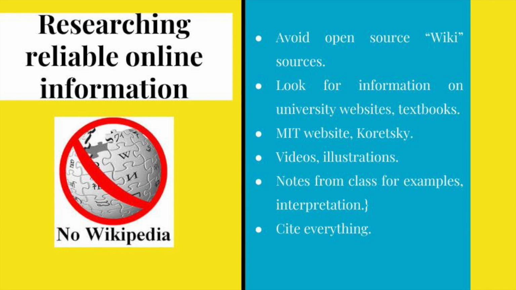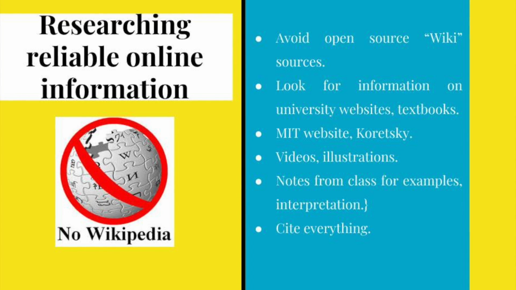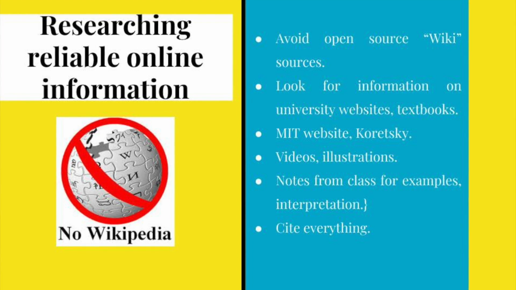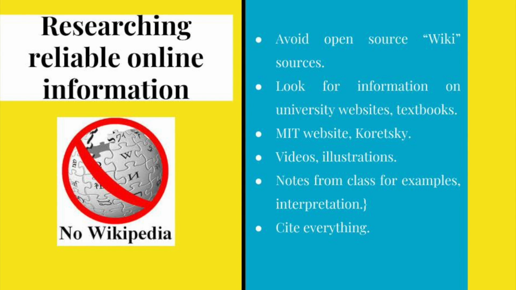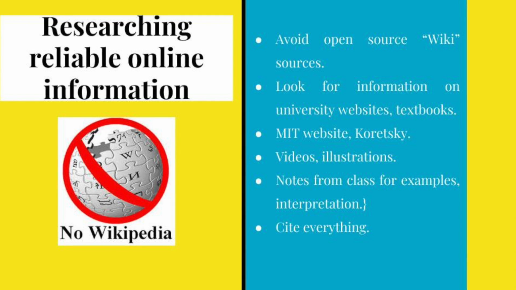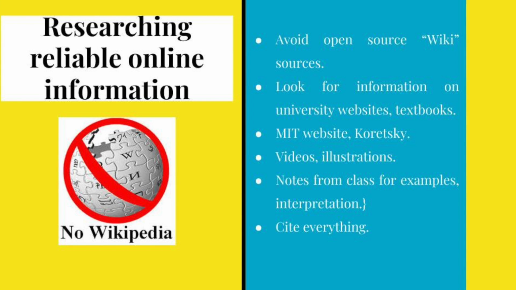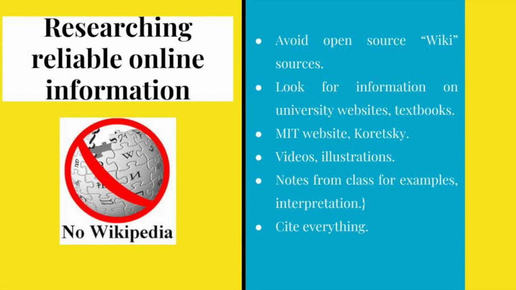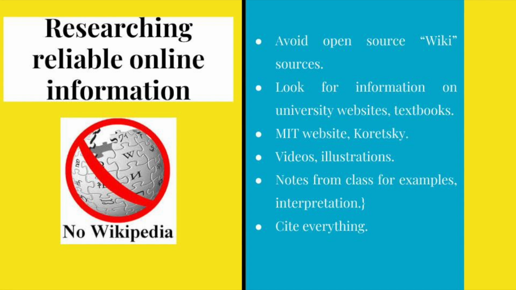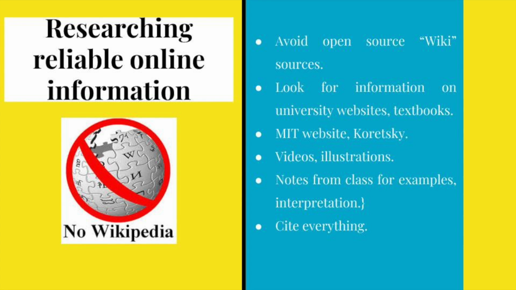Everything must be cited, and we must provide sources for supporting ideas, images, and videos. So, to research reliable online information, we must avoid open-source wiki sources, look for information on university websites and textbooks, like the MIT website or the Koretsky book, use videos and illustrations, and the notes for the class for examples and interpretations, and we should cite everything.